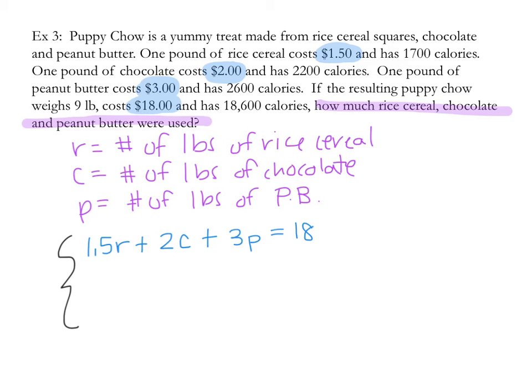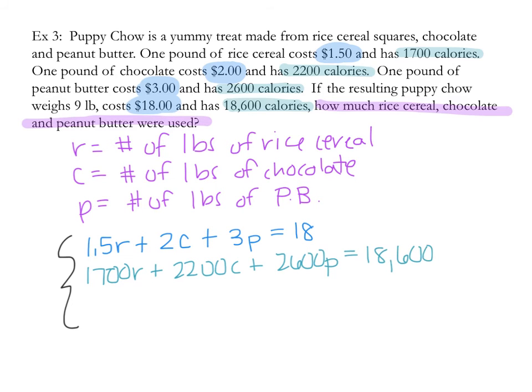All right, the next thing we know is there's actually another set of numbers that all talk about the same thing. There's all these numbers that talk about calories. So I'm going to put all those calories numbers together. So that's going to be 1,700 for the rice cereal, 2,200 for the chocolate, and 2,600 for the peanut butter, and the resulting total is 18,600 calories.